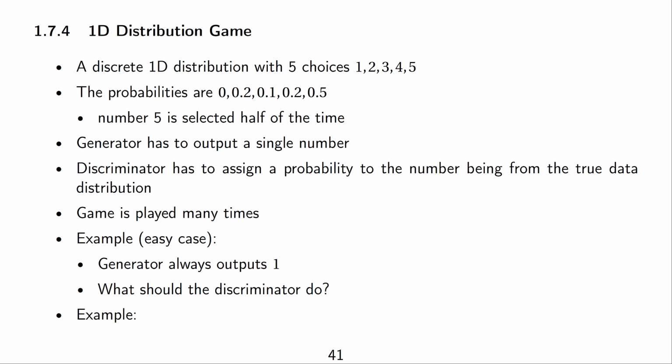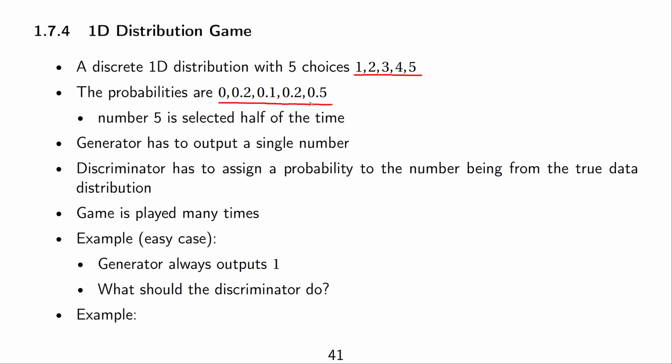So let's look at the 1D distribution game as a preparation for looking at some of the examples in the original paper. We have a discrete 1D distribution with 5 choices: 1, 2, 3, 4, and 5. For the real data, the training data, we have probabilities associated with each of these 5 choices, and the probabilities are 0, 0.2, 0.1, 0.2, and 0.5. It is easy to verify that these numbers sum up to 1.